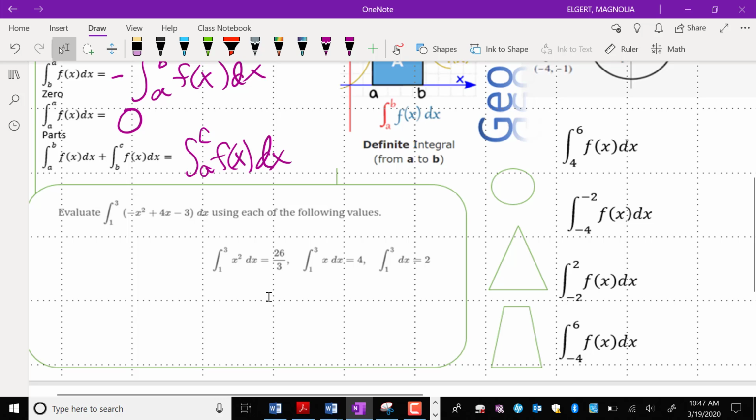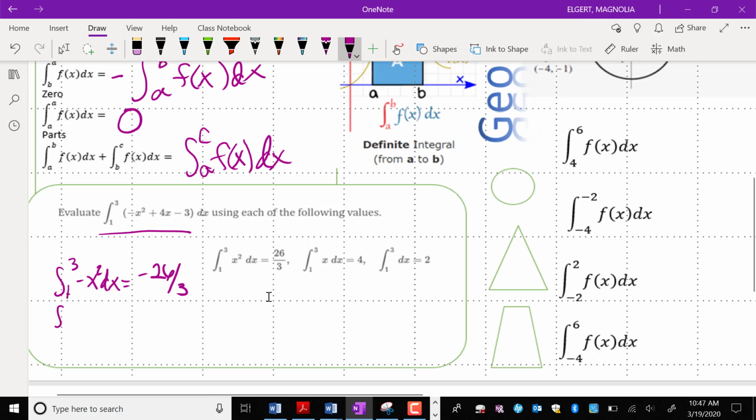It wants you to evaluate this, and they gave you all of these. So the first one they give us is the integral of x squared is 26 thirds. Well, if I go here, I have negative x squared. So again, my 1 and my 3, my boundaries are the same. So this is just using these properties we just went through. So my first one would be from 1 to 3 of negative x squared dx. Using the given information, that would be negative 26 thirds, because this one was positive.